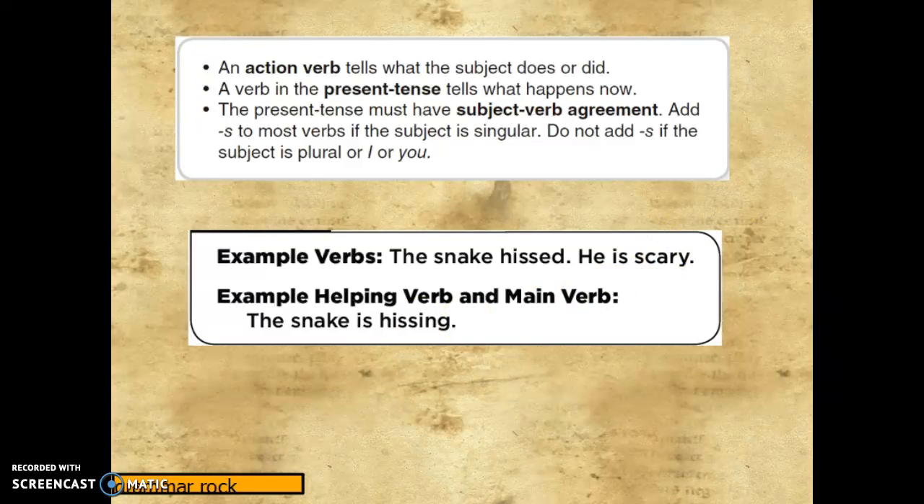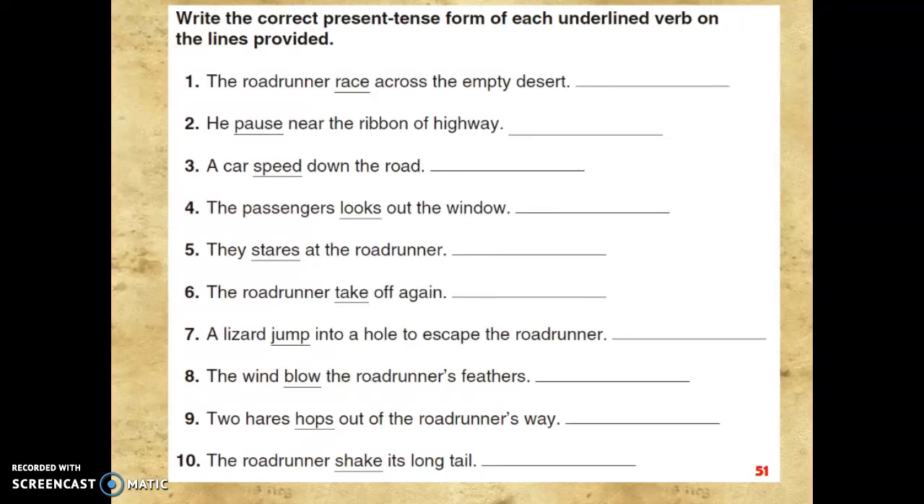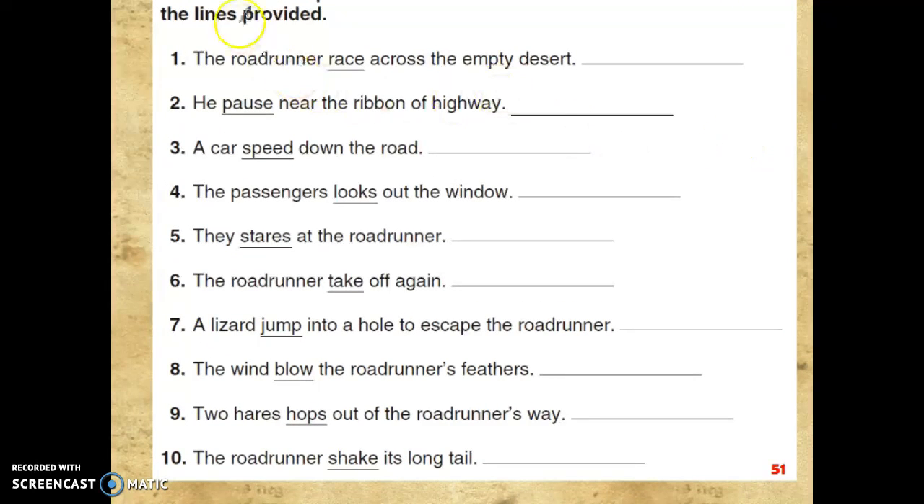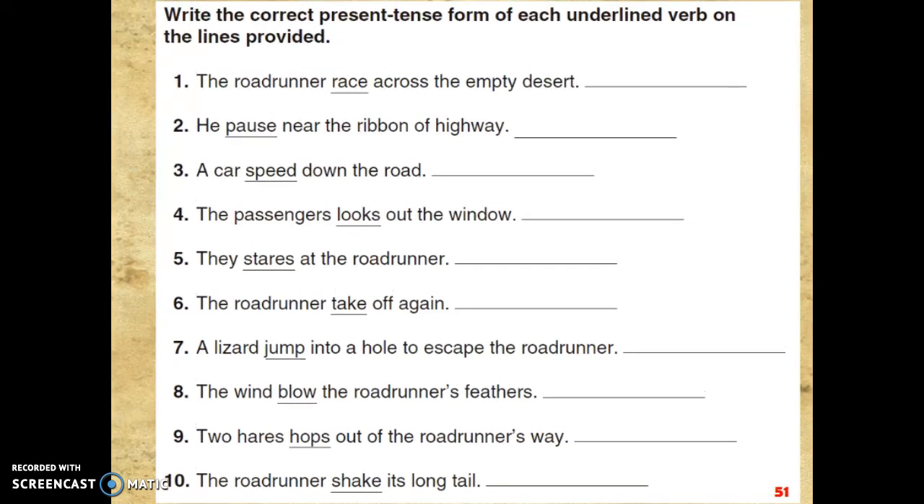You'll need to grab your pencil and grammar page 51, and let's do a couple of examples together. So the directions say to write the correct present tense form of each underlined verb on the lines provided. So boys and girls, in some of these words you're going to add an S, and some of them aren't going to change. It all depends on whether the subject is plural or not.